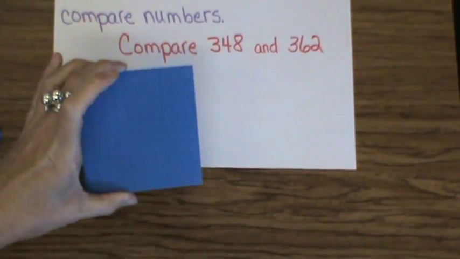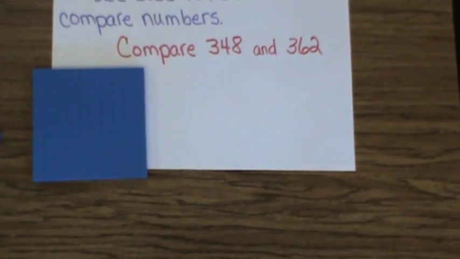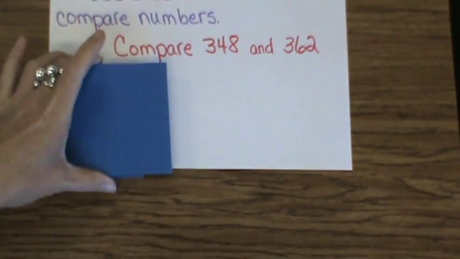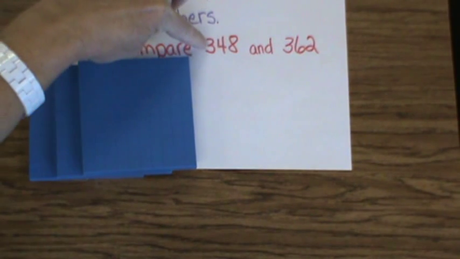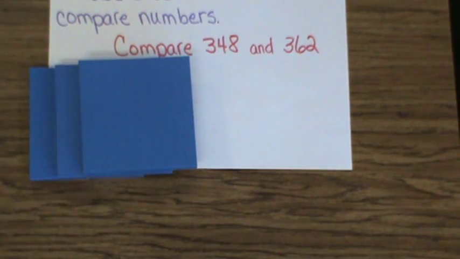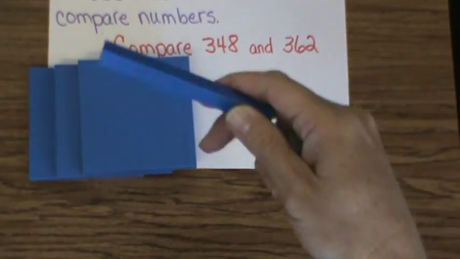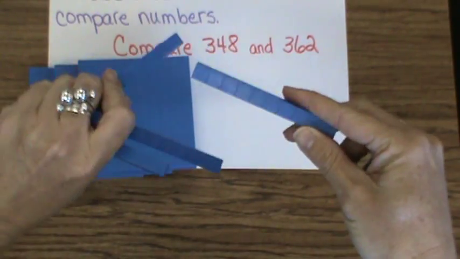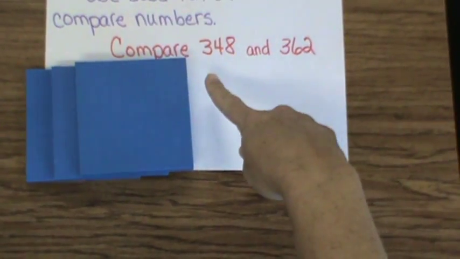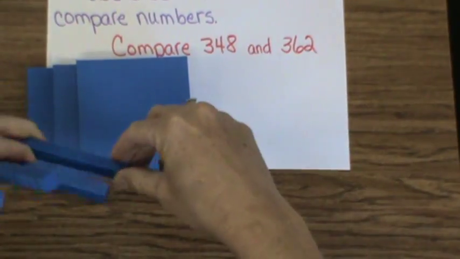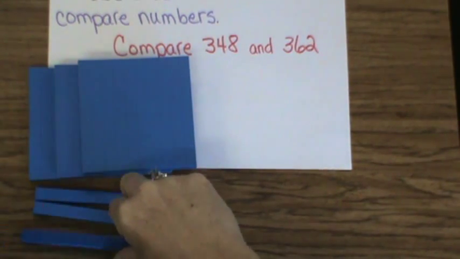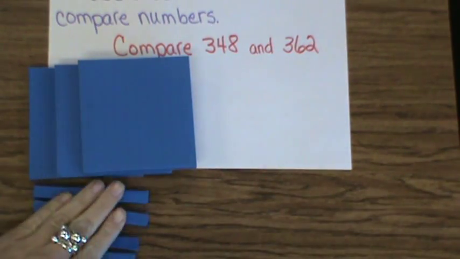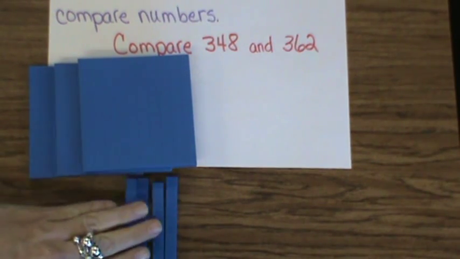So a flat is 100. Here's another flat, 200, and another flat, 300. So that takes care of my hundreds place, my 300. Then these little rods, like this, these are my tens. How many tens do I have? I have 4 tens. So I have 1, 2, 3, 4 tens. So I'll put those there.